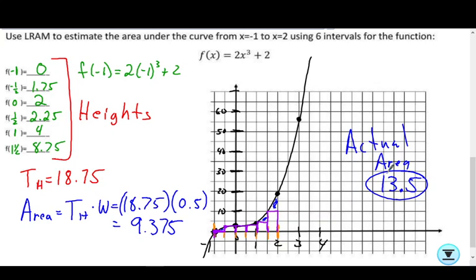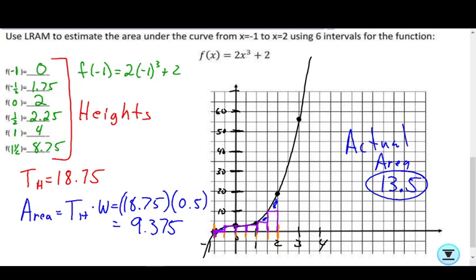Again, if we wanted to get our approximation better, we could either create more rectangles. We could do 12 rectangles, and that would fill in some of that, or we could do MRAM. That would be a lot better. Changing to RRAM wouldn't really help. That would just be an over approximation.